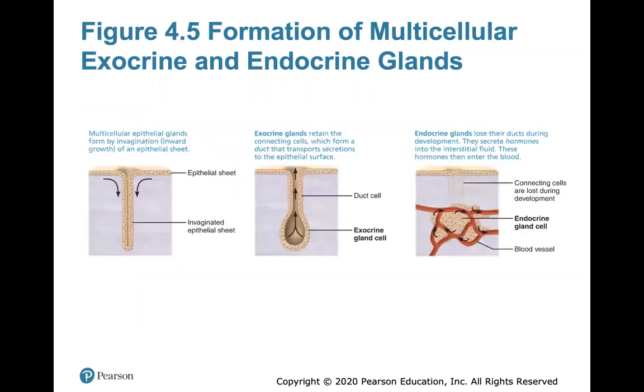So here's a look at different types of glands: multicellular epithelial glands, exocrine glands, and then endocrine glands. You can see endocrine glands secrete their substances directly into the bloodstream, whereas exocrine glands will secrete their substances through a duct to the exterior surface.